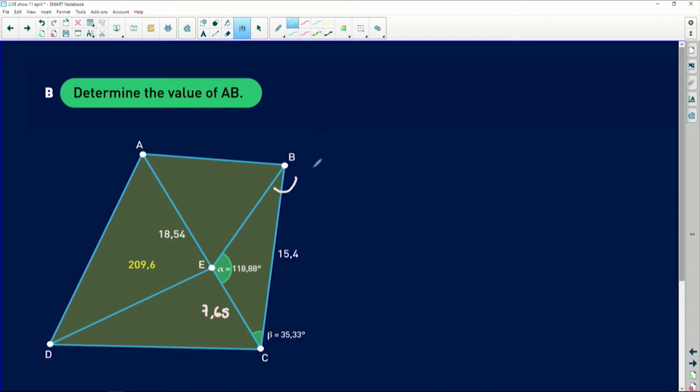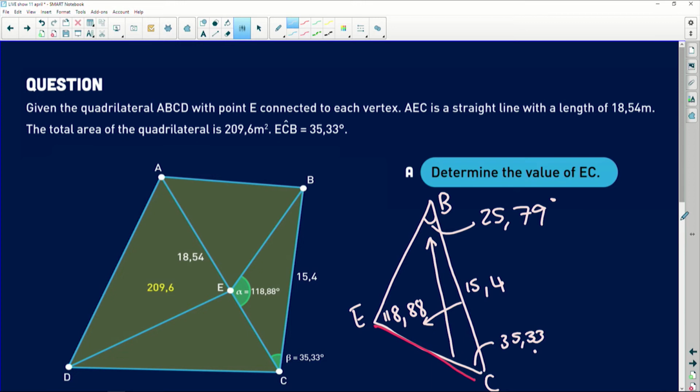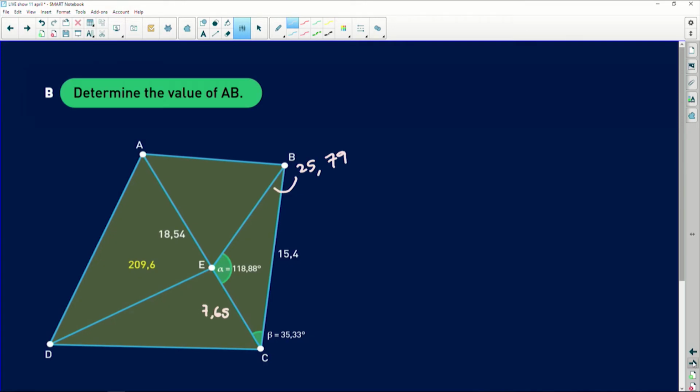We also found that that is 25,79, if I'm not mistaken. Let me double check. Is indeed. Okay, so now we're trying to find the value of AB, which is this side over here.